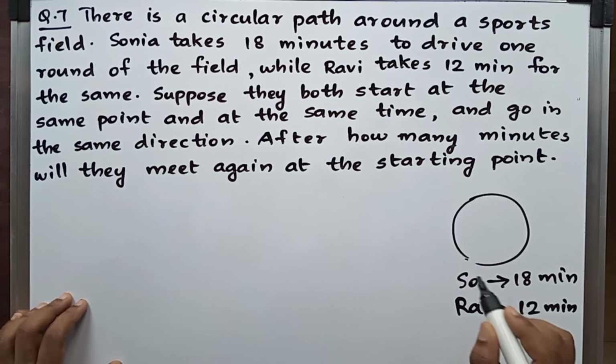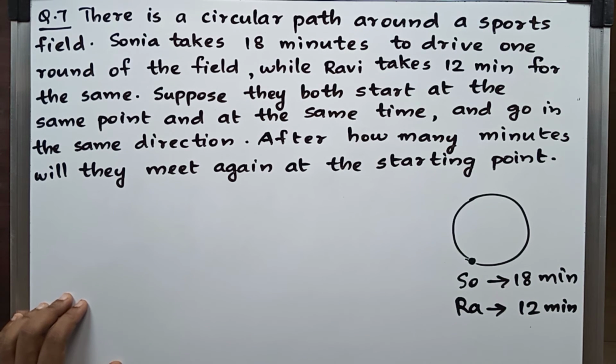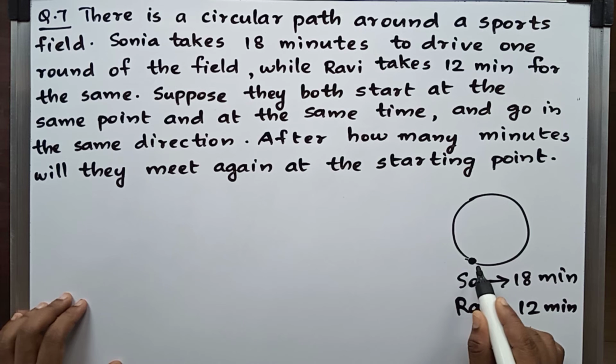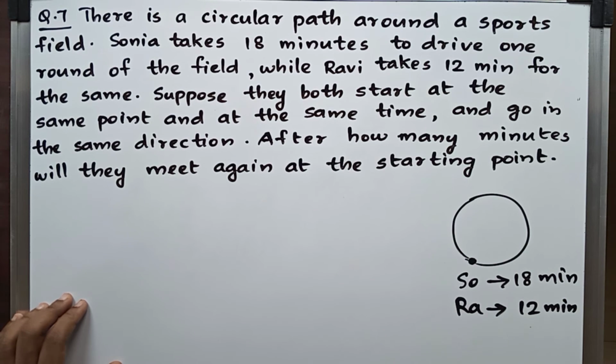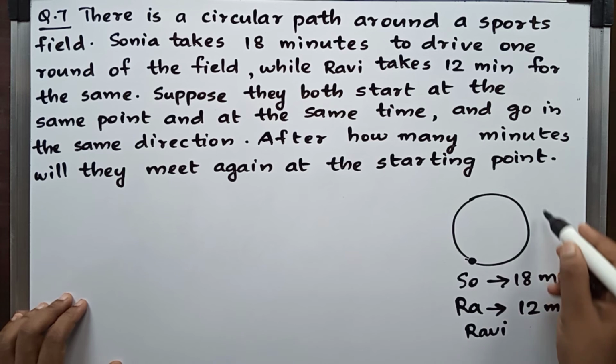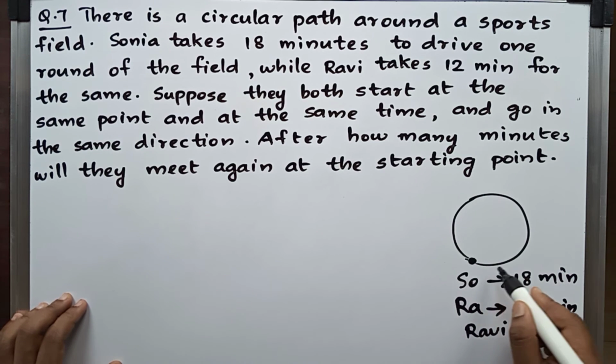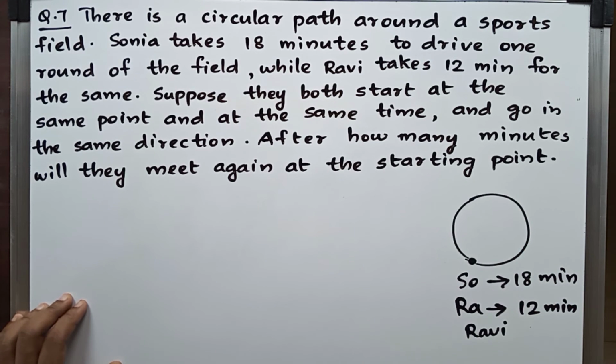At the starting point. Okay, suppose this is a starting point. Sonia can make a round in 18 minutes and Ravi can make it in 12 minutes. So who goes faster? See, less time is taken by Ravi. So Ravi goes faster. Okay, Ravi will go faster and Sonia will be behind. So when will they meet again, after they have started their journey?